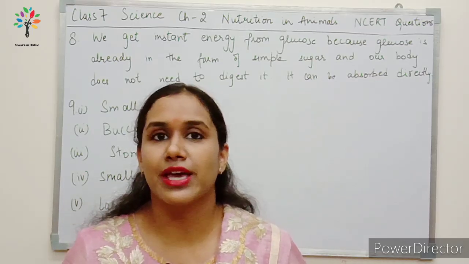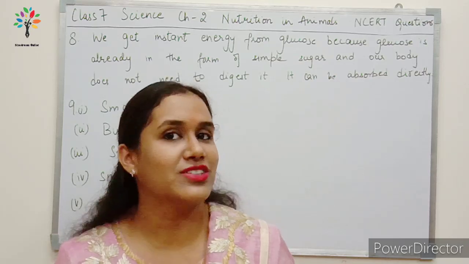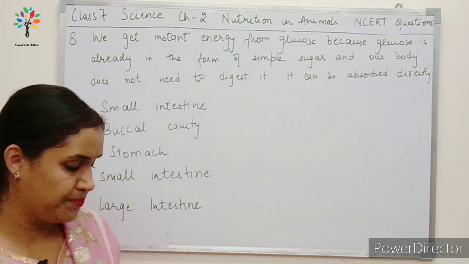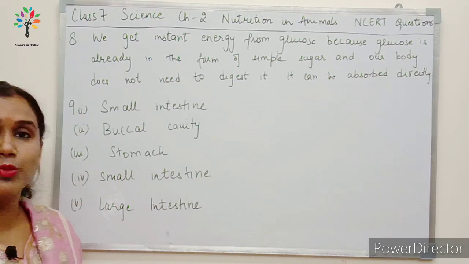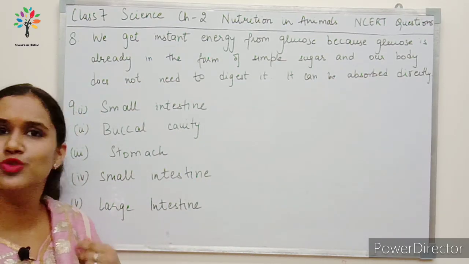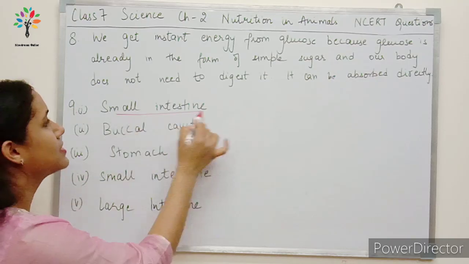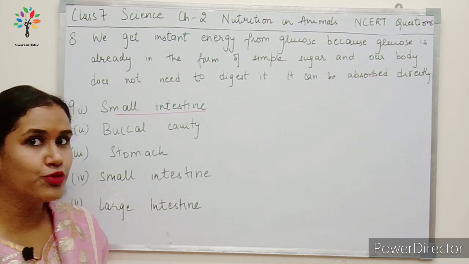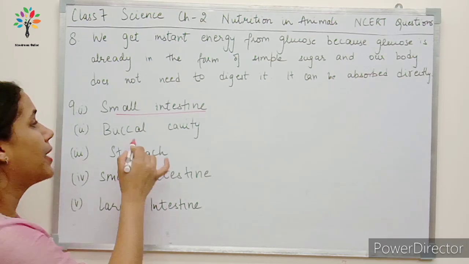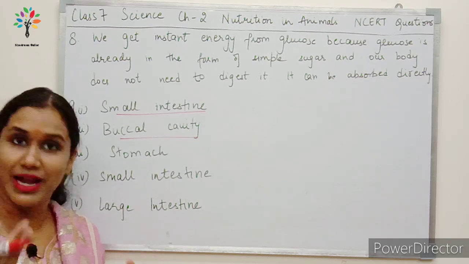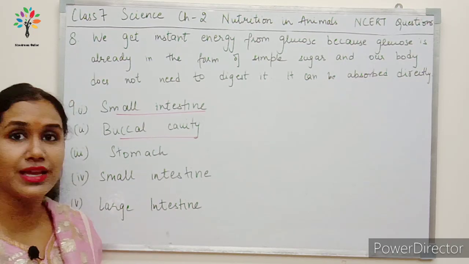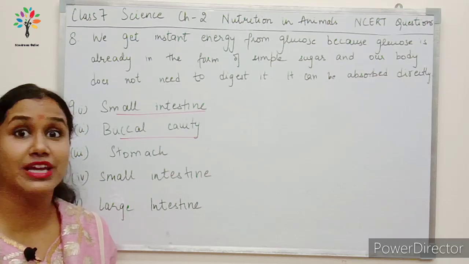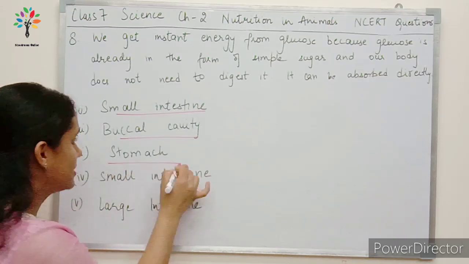Moving on to the next question. The next question says that you have to mention which part of the digestive system is involved in the following functions, right? Let's have a look. The first one is absorption of food. So the absorption of food, as you already know, takes place in the small intestine. The second one is chewing of food. Chewing of food takes place in the buccal cavity or the mouth by the teeth, right? The third is killing of bacteria. Killing of bacteria takes place in the stomach.